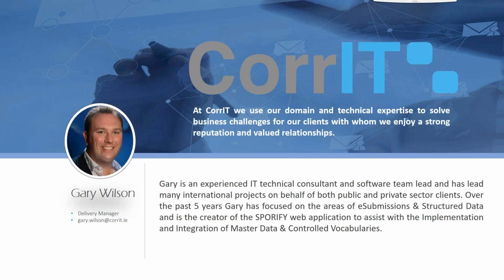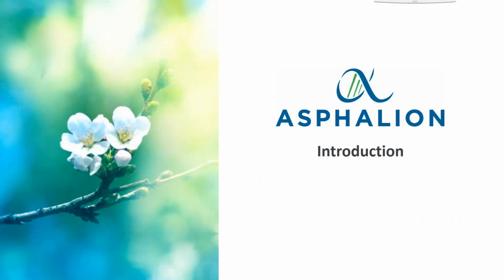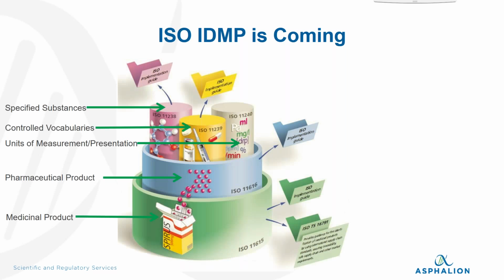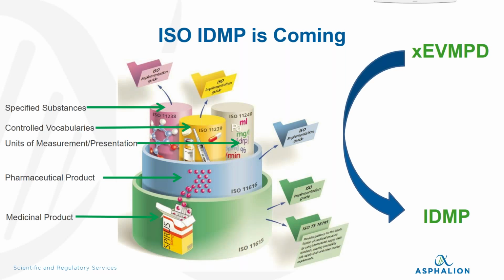Okay, thanks, Gary. So just a short introduction on what we want to achieve. I mean, everybody online knows that ISO IDMP is coming. It's in the law written that we need to comply with ISO IDMP. ISO IDMP are the 5 different standards to uniquely identify a medicinal product. And it means that for industry, we're going from XEVMPD towards IDMP.